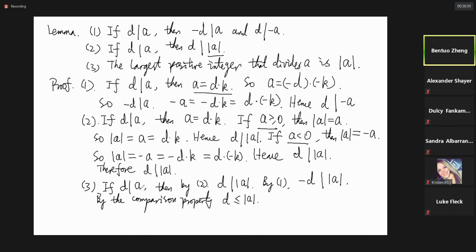Okay, so this tells you any divisor of A is always less than or equal to the absolute value of A. So what's remaining is to show the absolute value of A is a divisor of A. In other words, we want to show the absolute value of A divides A. Okay. Now we know that absolute value of A by reflexivity divides absolute value of A.